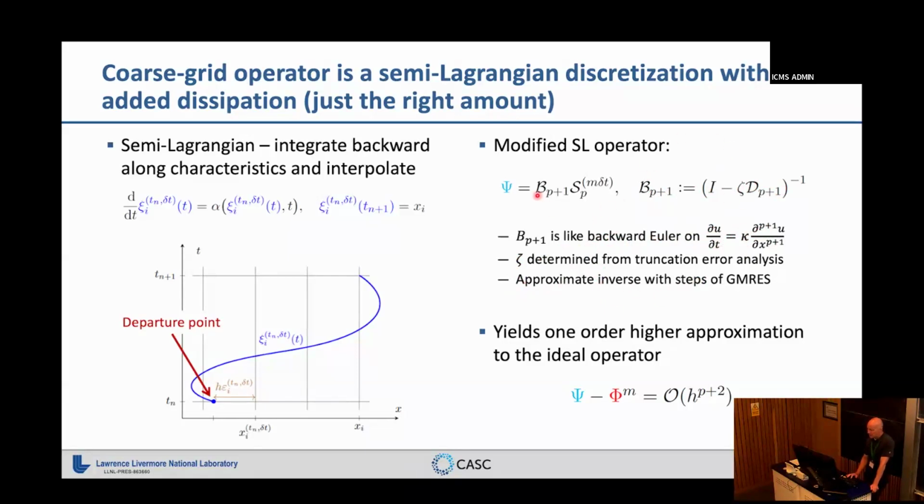And the reason we do it is that we actually need to approximate phi to the m to one order higher than the actual original discretization. So phi has order p, and psi, the semi-Lagrangian, is also order p, but they need to approximate each other to order p plus 1.